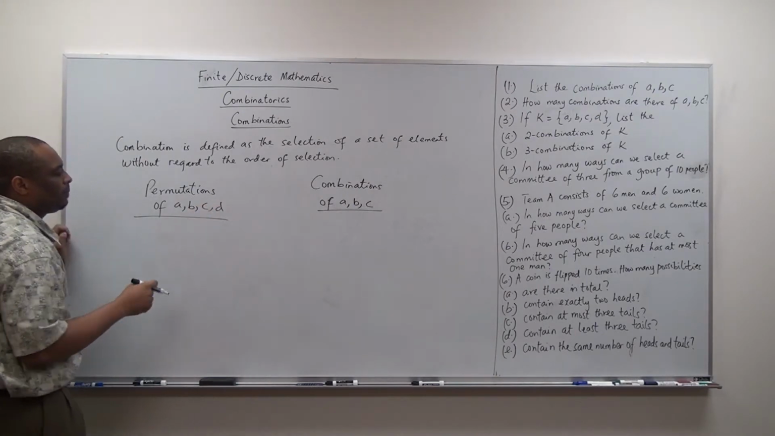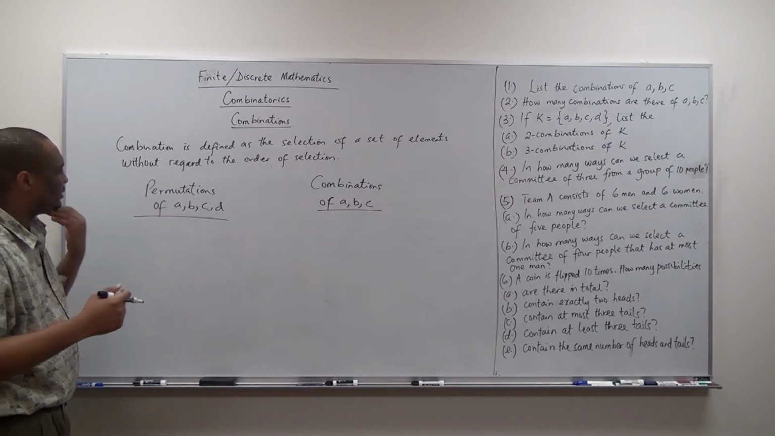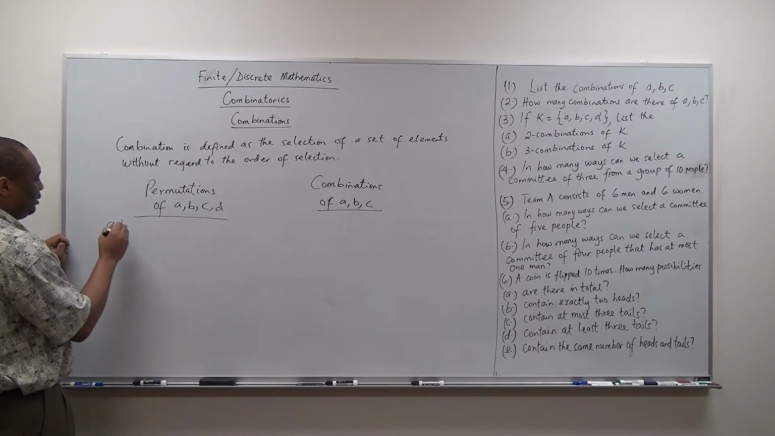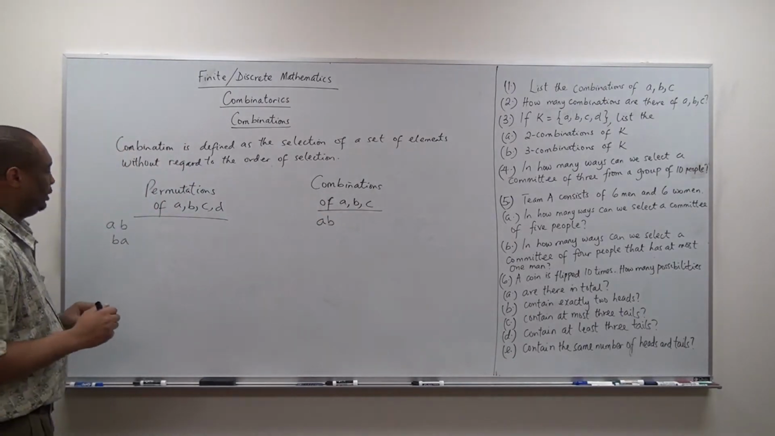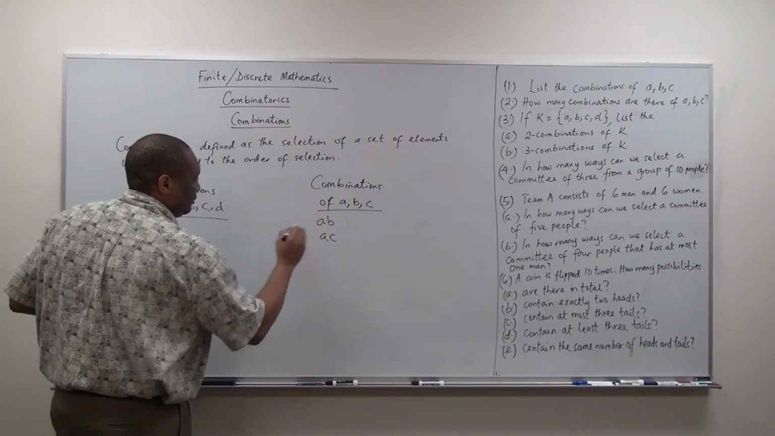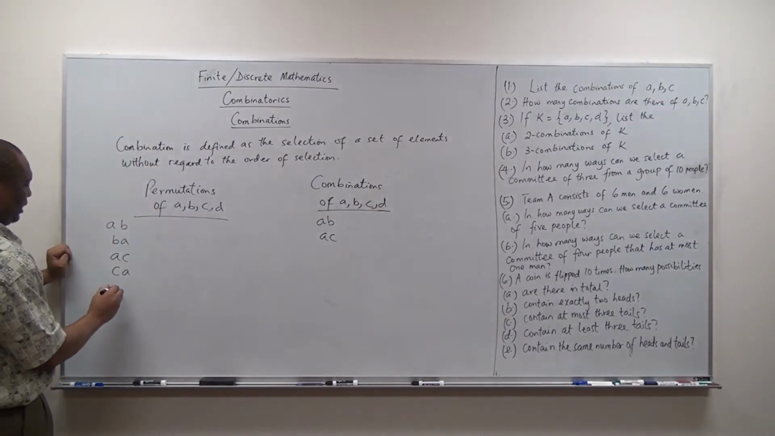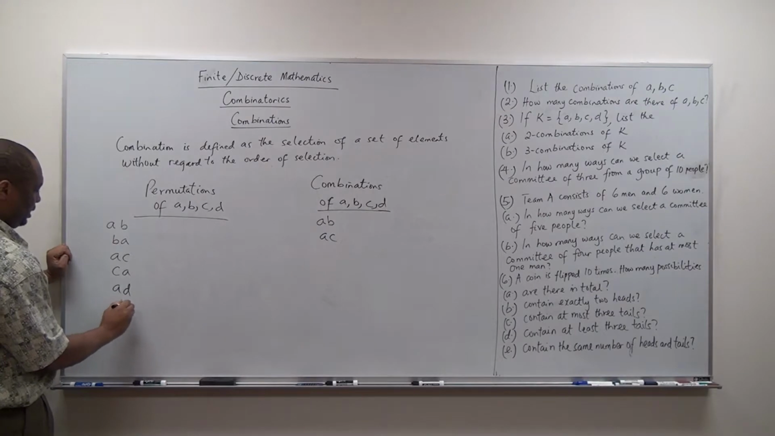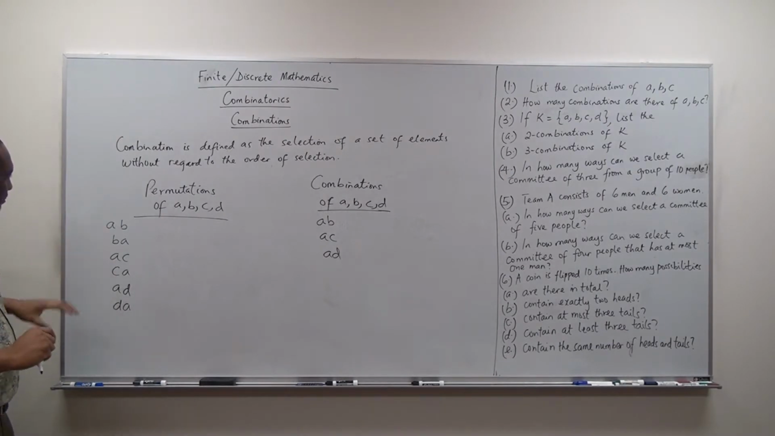Alright, so we have ABCD. First of all, let's list the 2 combinations of K. So we have AB, BA. AB and BA count as 1, AB. Then we have AC and CA. It counts as 1, AC. Then we have AD and DA. It counts as 1, AD. These are the permutations of this, and then the combinations of this.